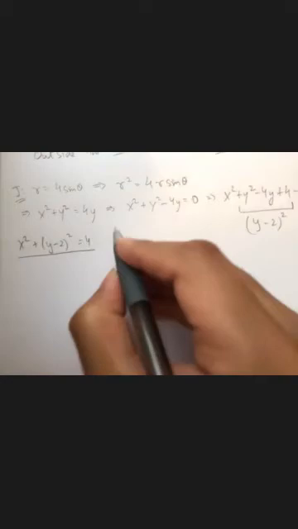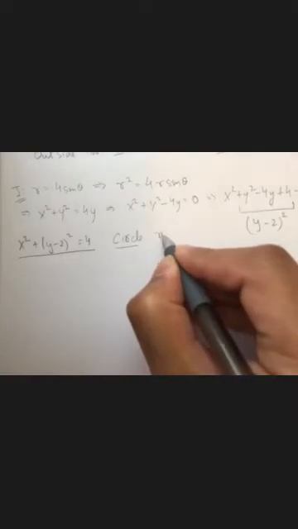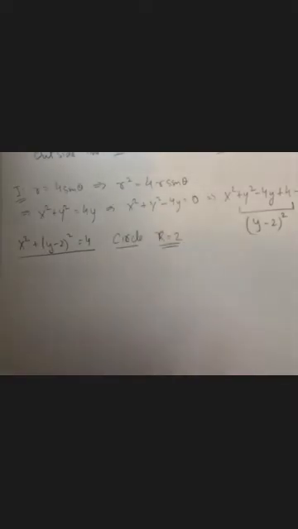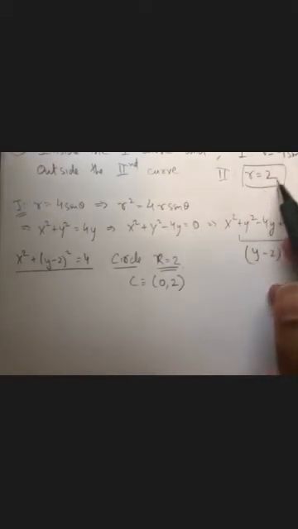So then the equation becomes a circle with radius 2 and center at 0, 2. So curve 1 is a circle of radius 2 with center 0, 2. And curve 2 is just a circle with radius 2 and center at the origin. Let's sketch these two.